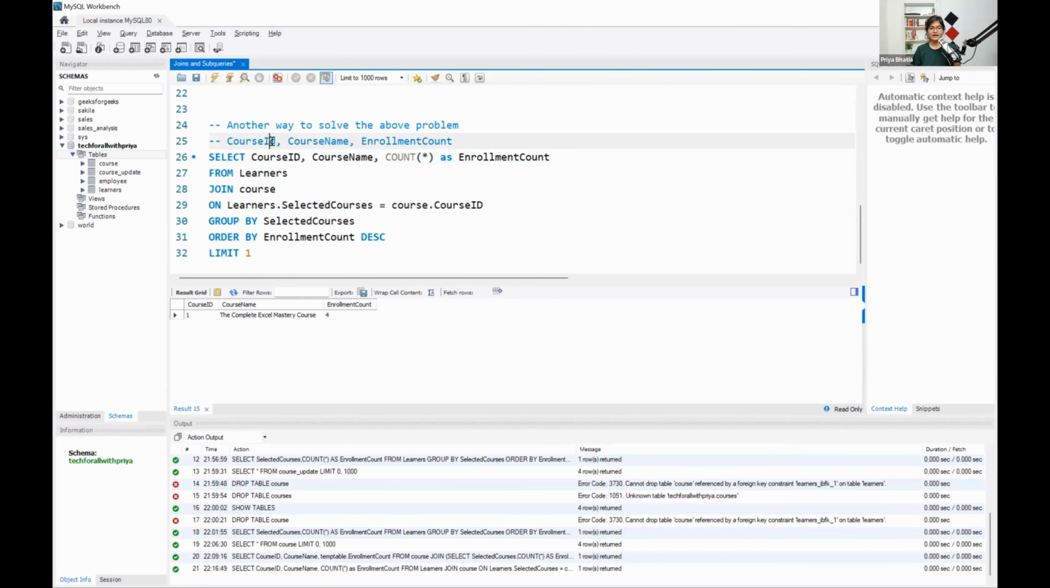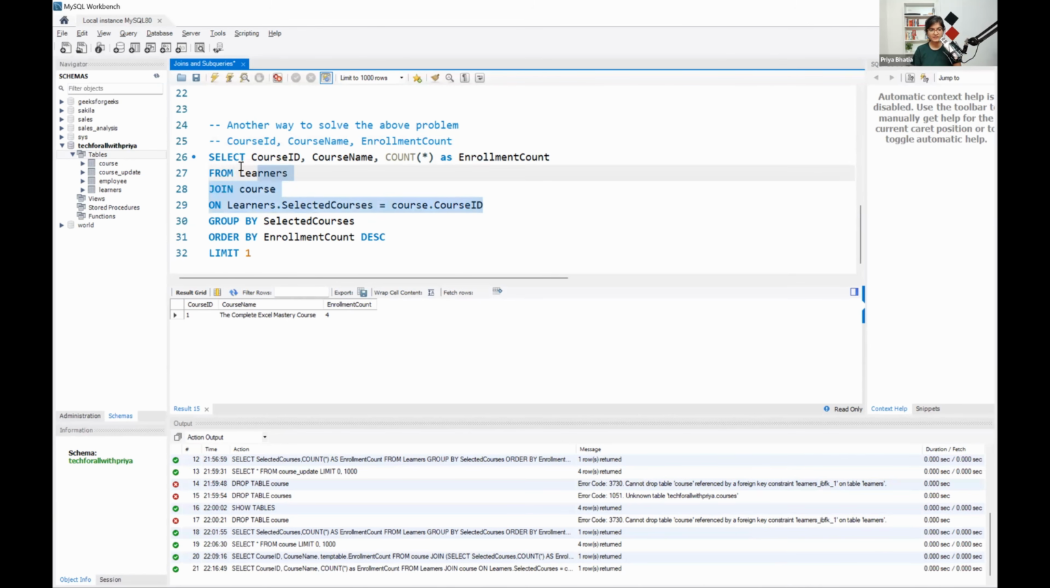Why not? I will join the course table and the learner table, because in the course table I will be able to get the course ID and the course name, and the enrollment count I will be able to get via the learner table. So what she has done is she has selected course ID, course name, enrollment count, and joined the learners table and the course table. Learners is table 1, course is table 2. Now, the common thing between these two will be the selected course in the learners table and the course ID in the course table.